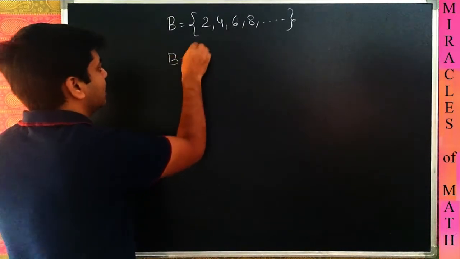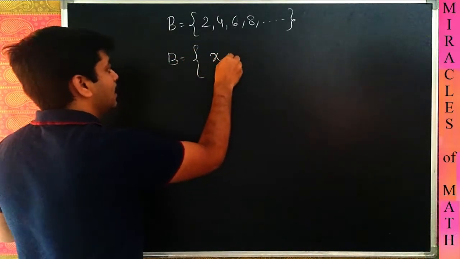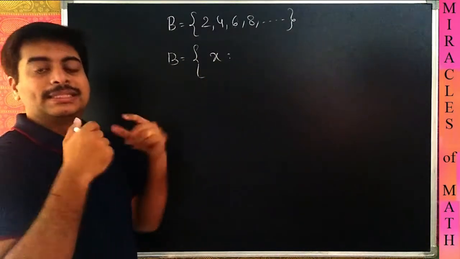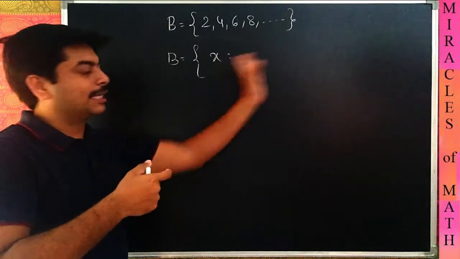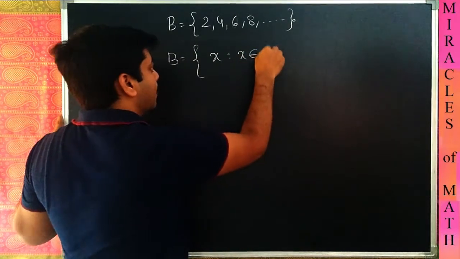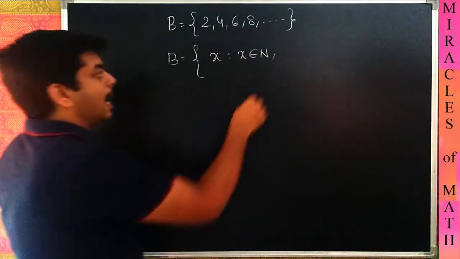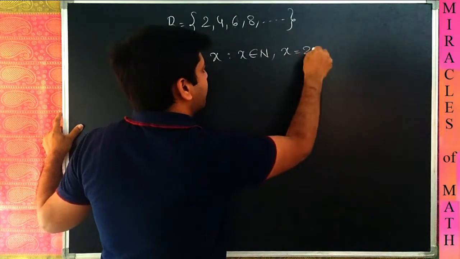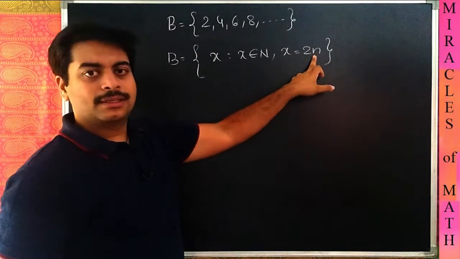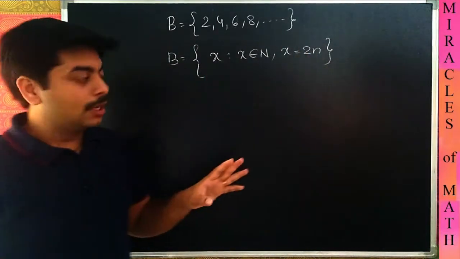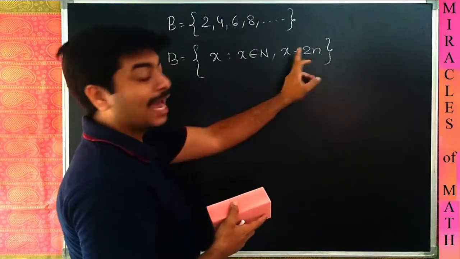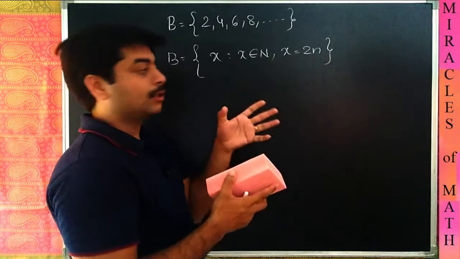So the same B I'll write as x such that. It means I want to list all the elements x in this set such that x should satisfy the given conditions. What are the given conditions? Such that x belongs to natural number, and x is equal to 2n. Okay, what is this n? We haven't mentioned anything about this n. So instead of listing x belongs to natural number, we will list n belongs to natural number. That will be easier and better looking.